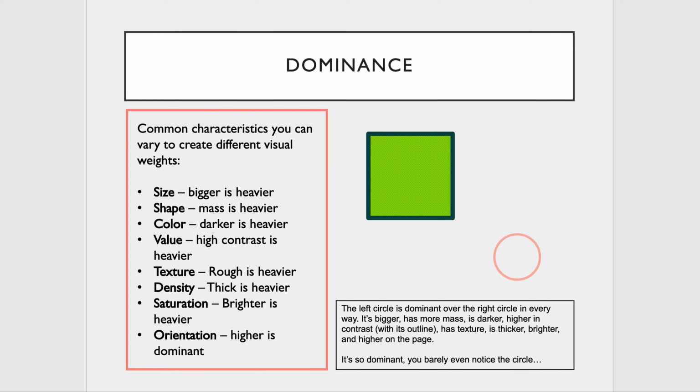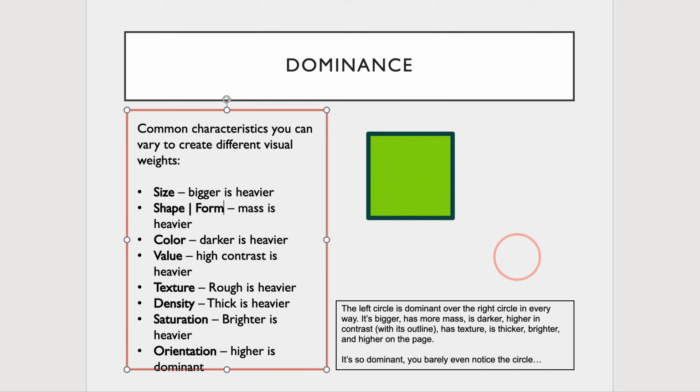Common characteristics you can vary to create different visual weights. Size. Bigger is heavier. Shape. Well, form. Let's call this shape/form. Anything with mass is heavier. Of course, now it messes up my whole thing.